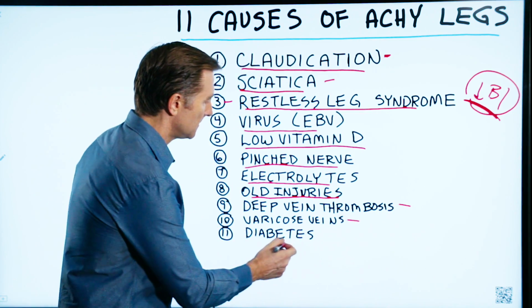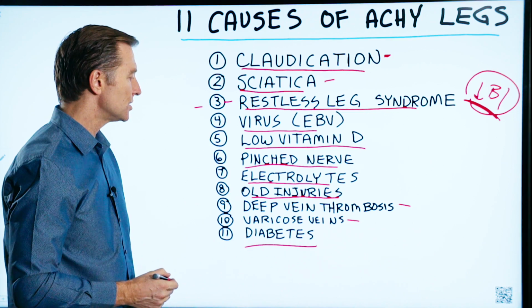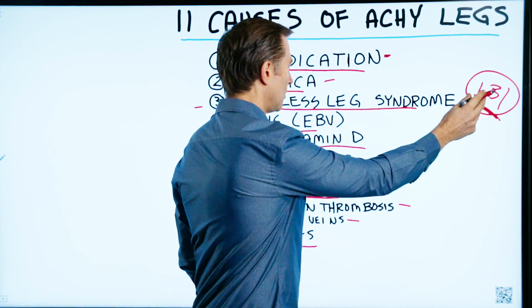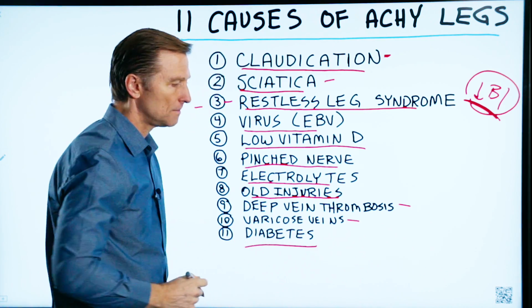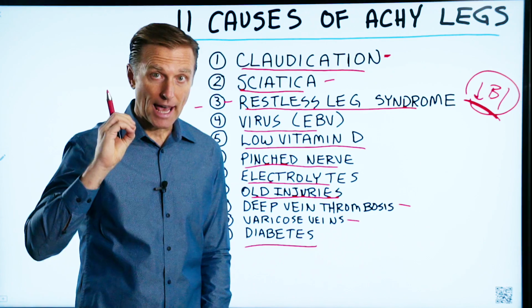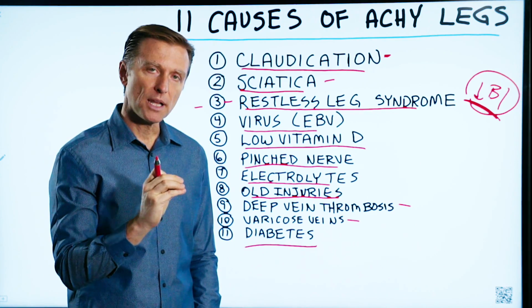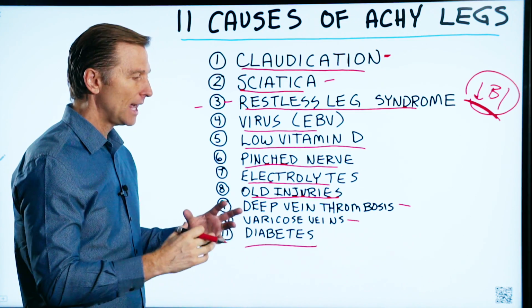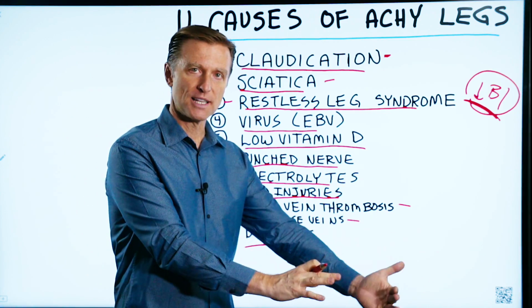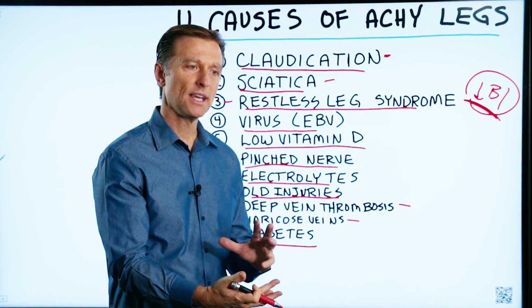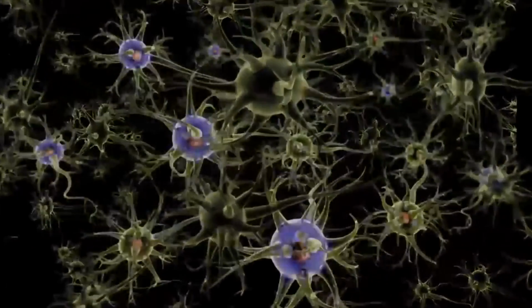And then we have diabetes. Diabetes is a high blood sugar situation. Not only will it deplete vitamin B1, but it will also create oxidation in the inside of the artery and the capillaries, the small blood vessels that feed the nerves. So you can have achiness from the muscle aspect because the muscle is not getting oxygen, but also achiness from the neurological damage that occurs from having diabetes.